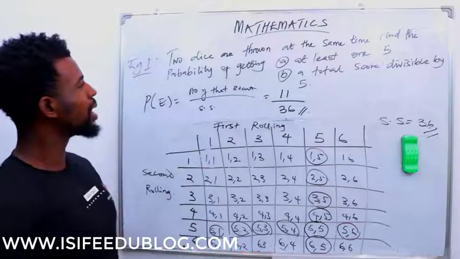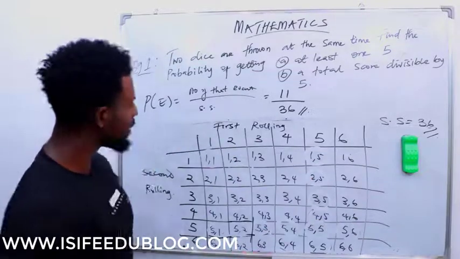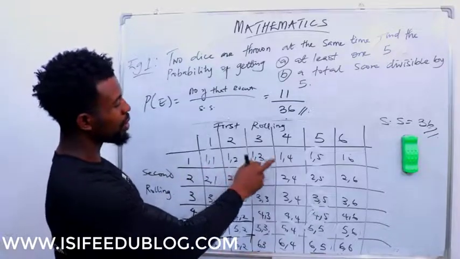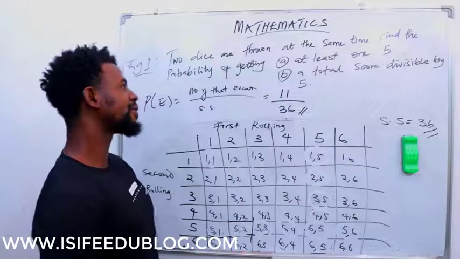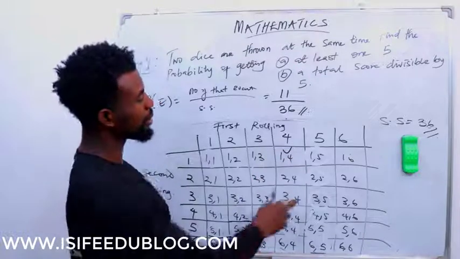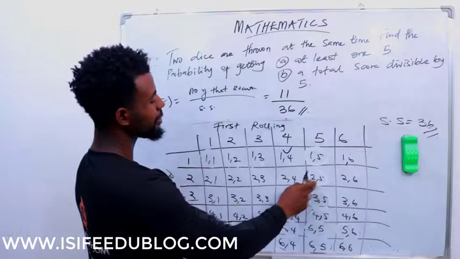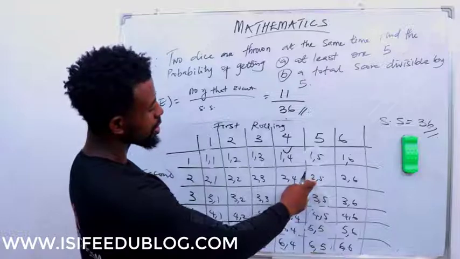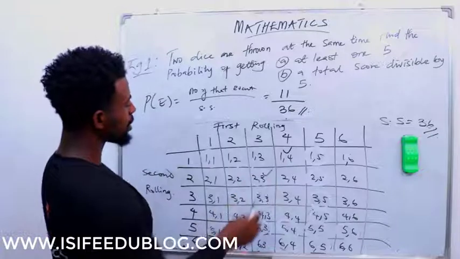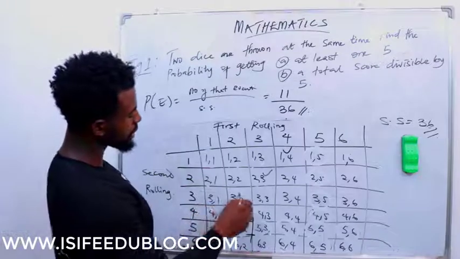Now let's look at our second part of the question. It says a total score divisible by 5. So here, 1 plus 1 is 2, 1 plus 2 is 3, 1 plus 3 is 4. 1 plus 4 is 5. Is 5 divisible by 5? Yes. So this is one of the places we are looking out for. 1 plus 5 is 6. 1 plus 6 is 7. 2 plus 6 is 8. 2 plus 5 is 7. 2 plus 4 is 6. 2 plus 3 is 5. Yes, we're looking for this. 2 plus 2 is 4. 2 plus 1 is 3. Now 3 plus 1 is 4. 3 plus 2 is 5. We're looking for this.